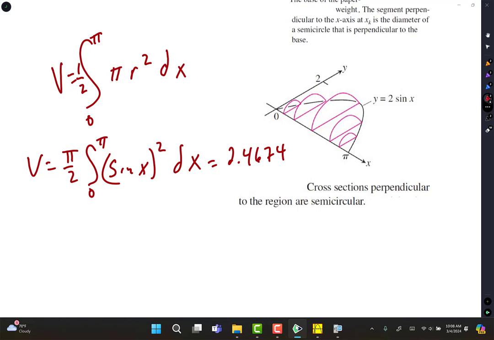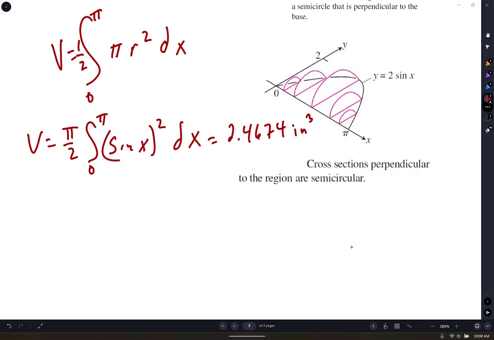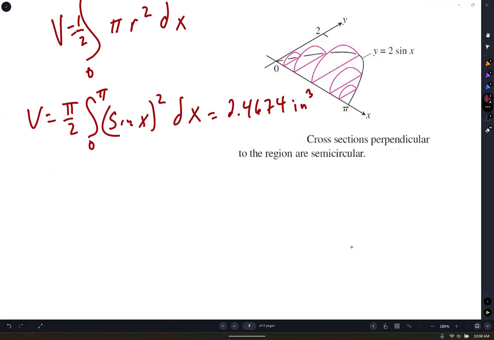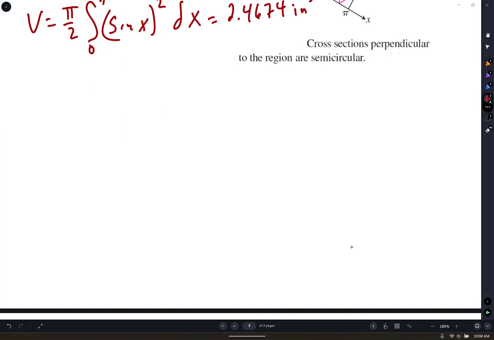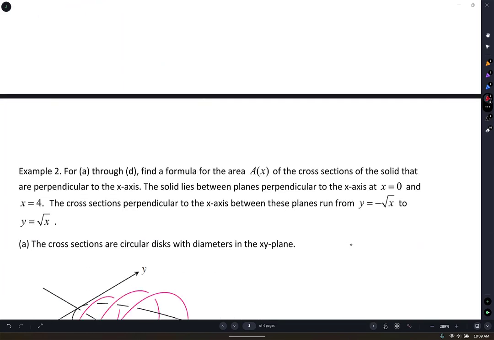If there are units, put the units in there. Cubic inches, because they told me it was in inches. And that's it. They just wanted volume. How do we feel? No, it's not. There's volume of revolution, but we're going to do that next, after we do this today.